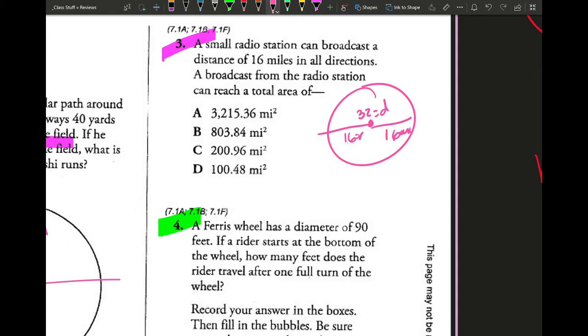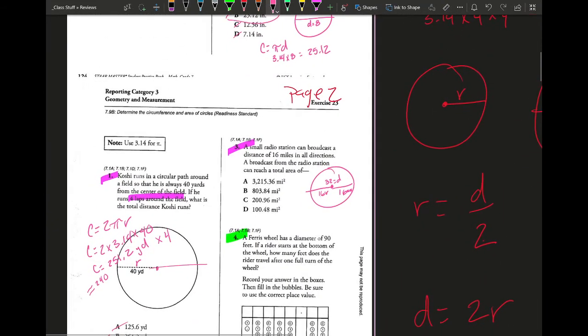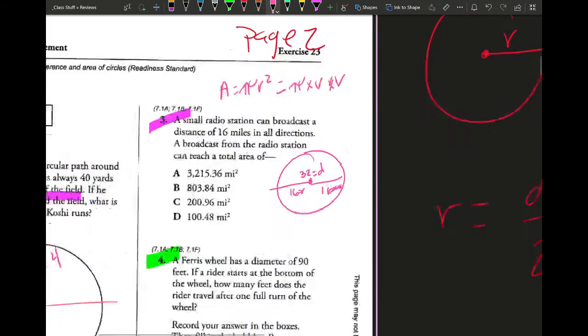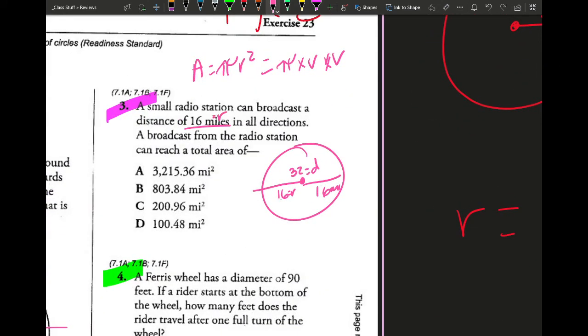So it says, what is the total area? Now we're talking about area. We're not talking about circumference anymore, right? So for the area, we always need the radius. Formula, area equals pi r squared, but you're going to be using pi times radius times radius, because I don't want you to make any mistakes, okay? So in this case, my radius is that right there. And that's all you need. So we're going to go ahead and substitute the values in. This is going to be 3.14 times 16 times 16. This is a square. That's why this is the same as this right there.